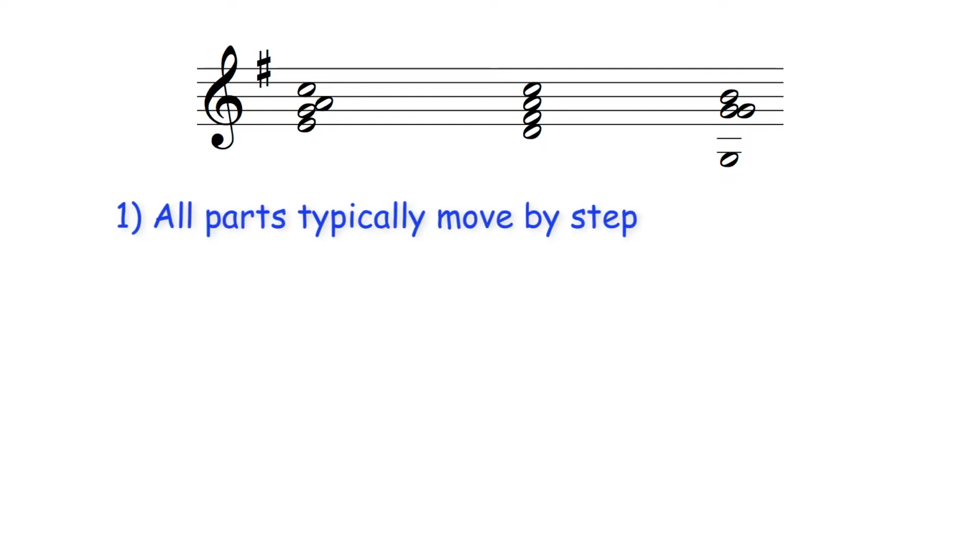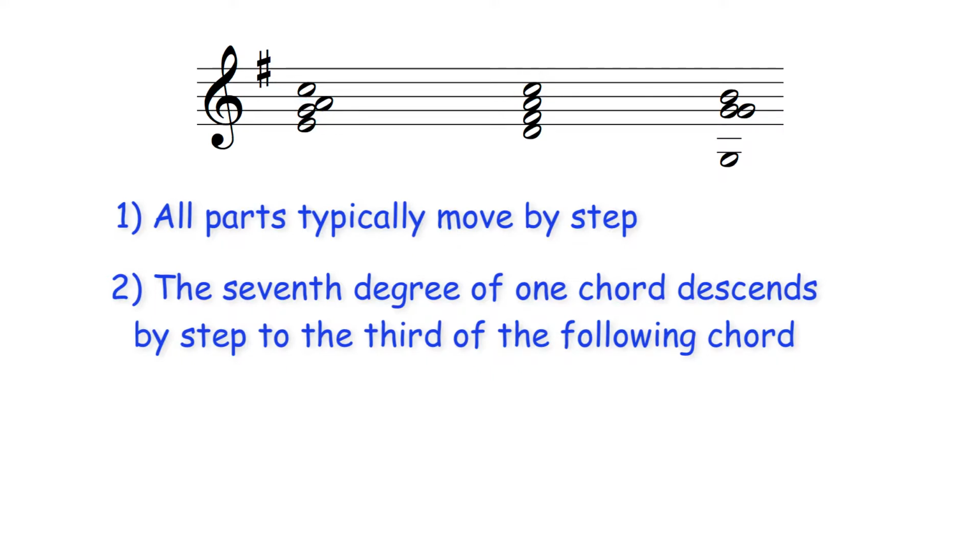The three central characteristics of these progressions are: all parts typically move by step. This is true except for root notes of root position seventh chords, which move by leap. The seventh degree of one chord descends by step to the third of the following chord. This reflects the origins of seventh chords where the seventh degree was considered a dissonance and needed resolution.